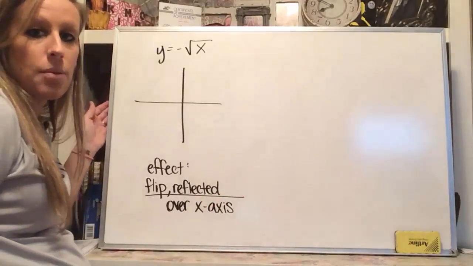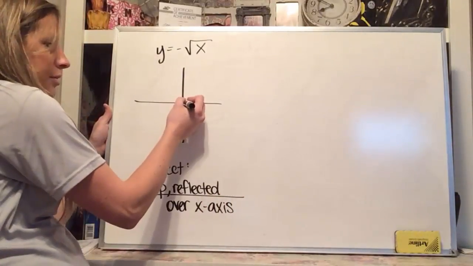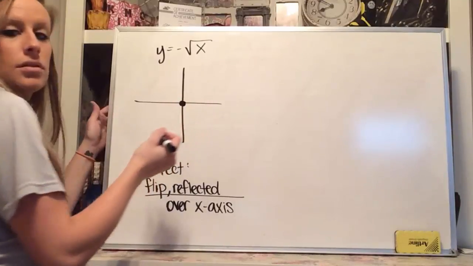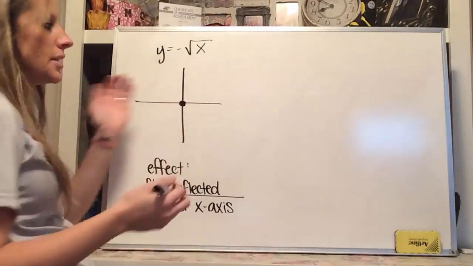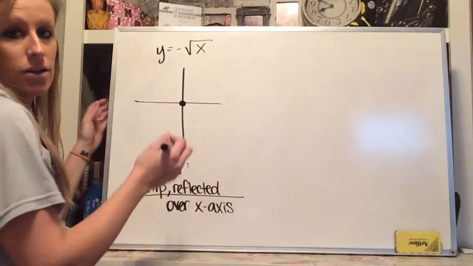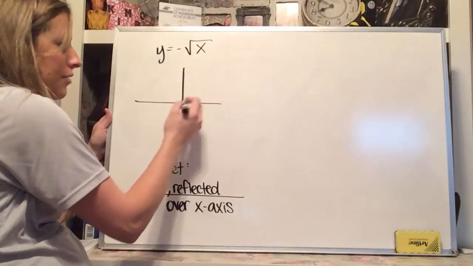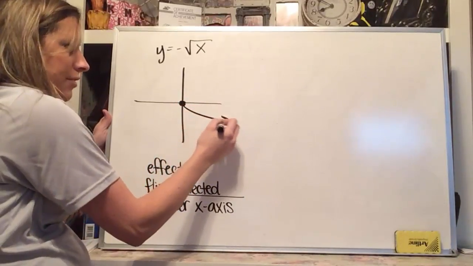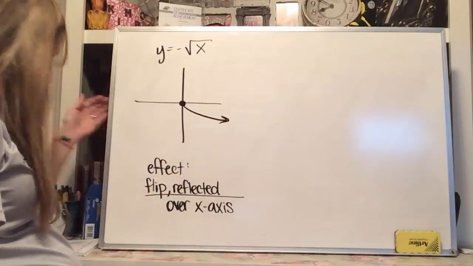So whenever I draw my graph, I'm still going to start at the origin, like my parent function, but it's going to flip upside down. So instead of going up forever, it's going to go down forever and ever, like that.